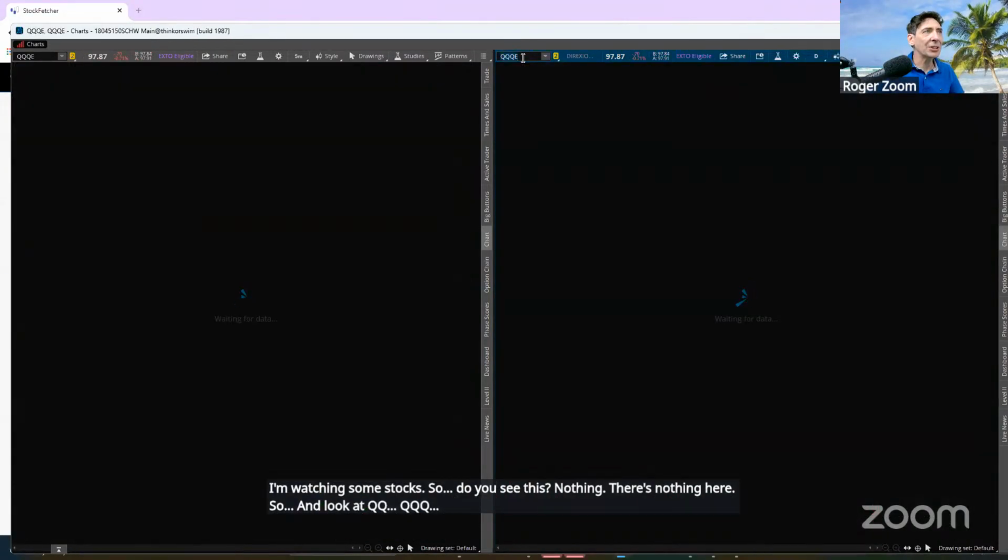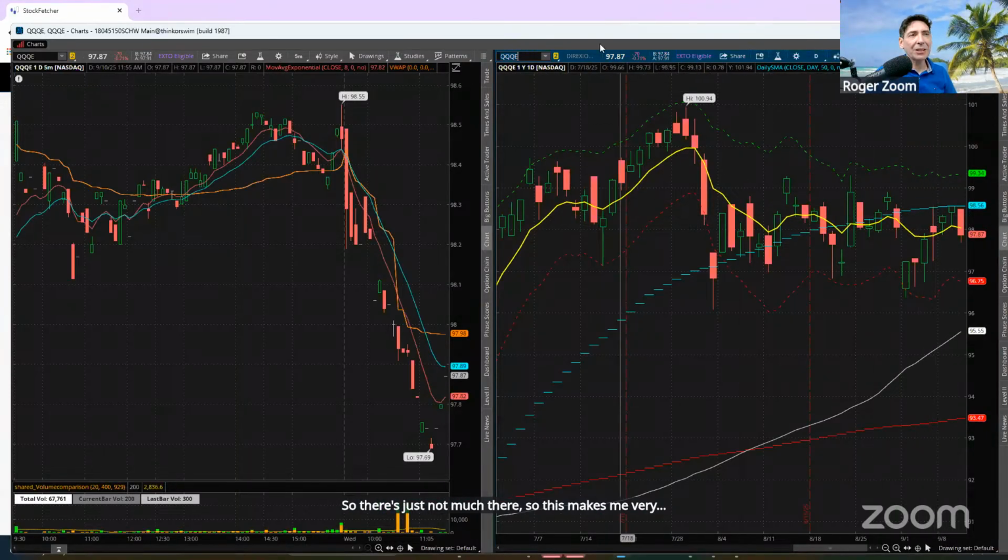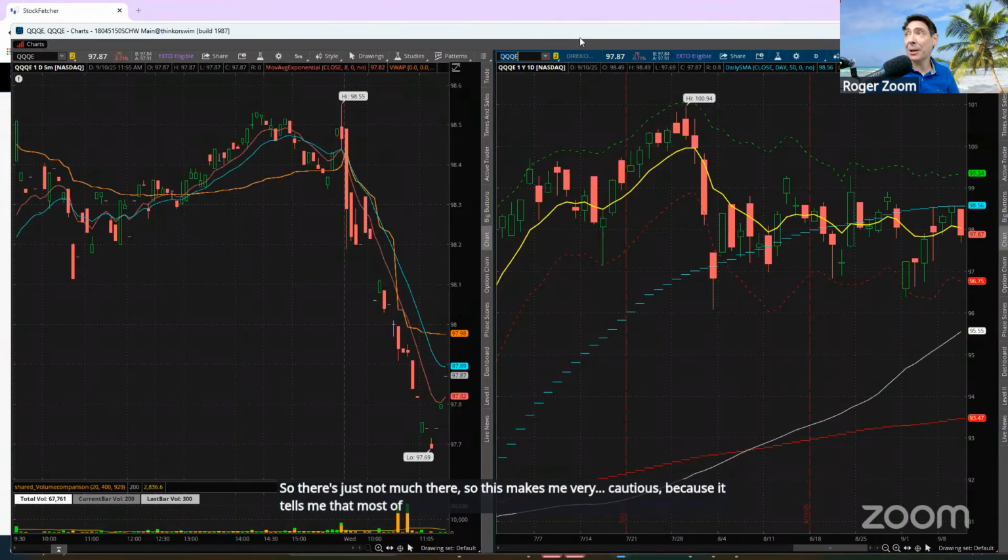and I mentioned this all this morning, in great detail. Look at that. So there's just not much there. So this makes me very cautious because it tells me that most of the market cap is in the mega caps.